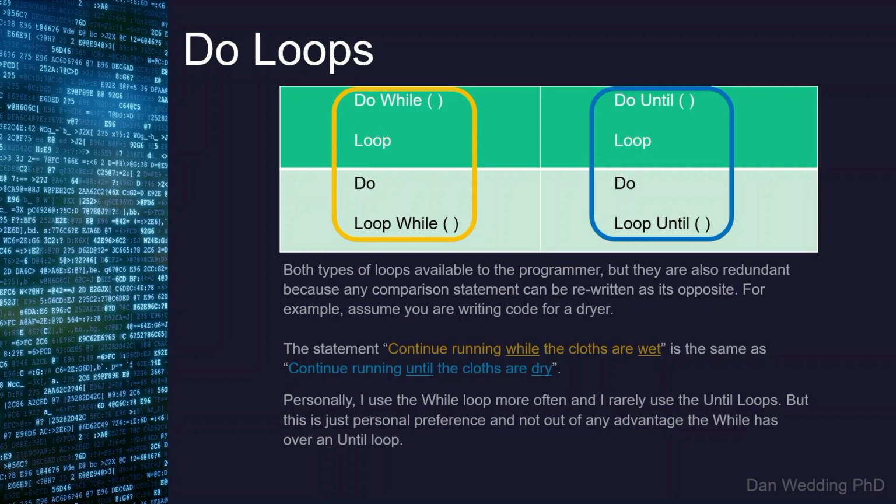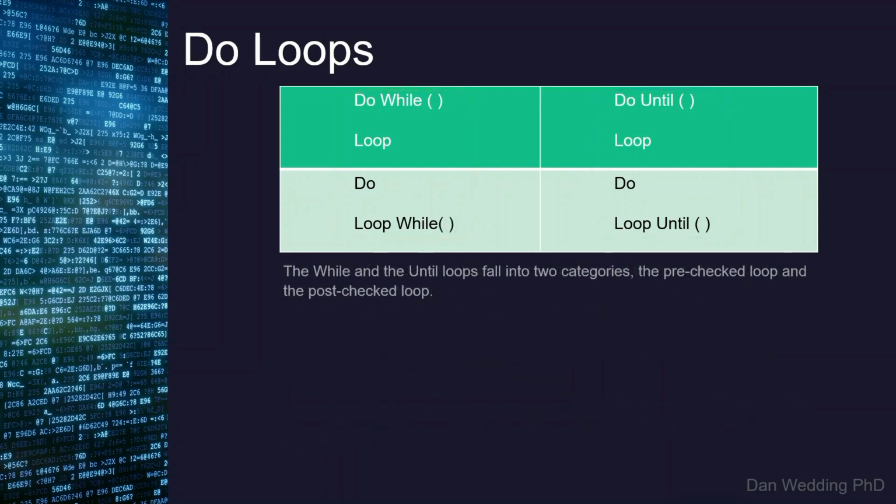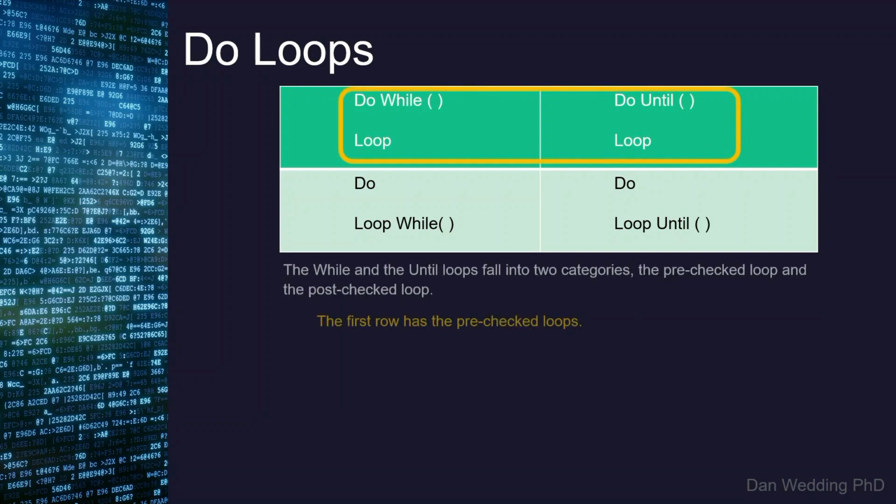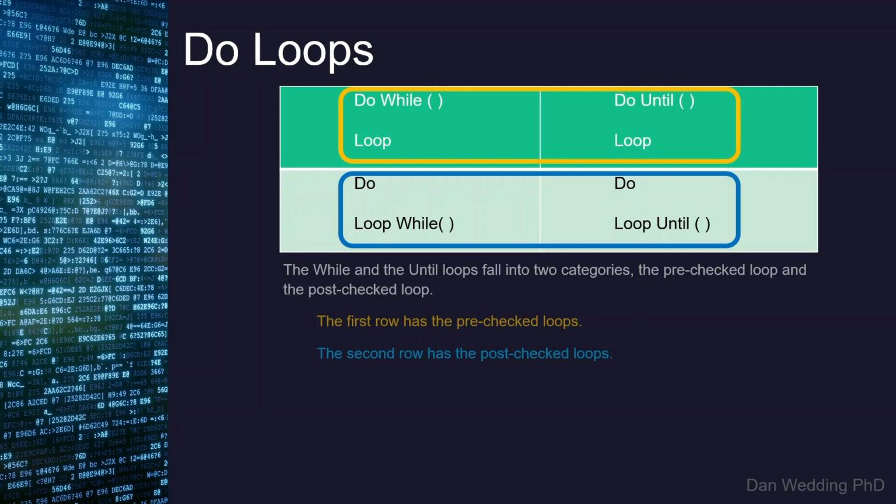Personally, I use the while loop more often and rarely use the until loops. But this is just personal preference and is not out of any advantage the while has over an until loop. The while and until loops fall into two categories, the pre-checked loop and the post-checked loop. The first row has the pre-checked loops. The second row has the post-checked loops.